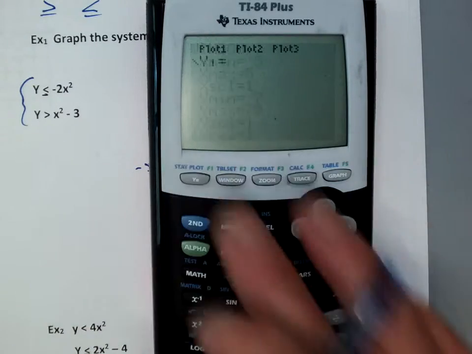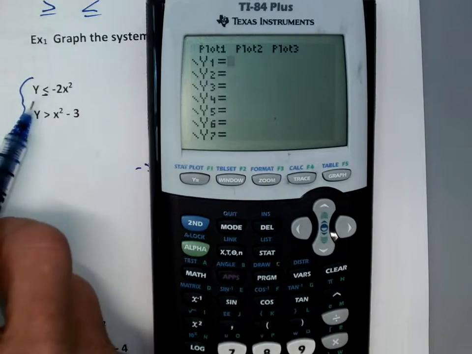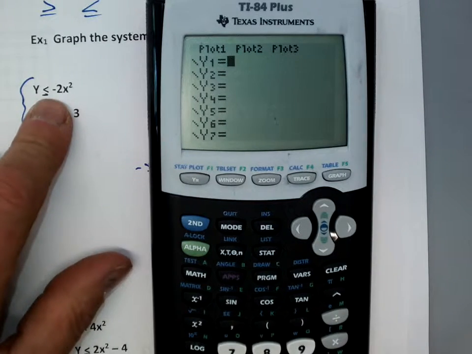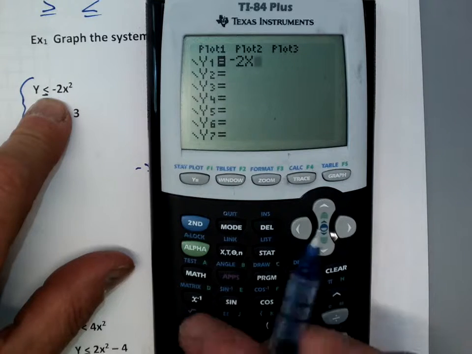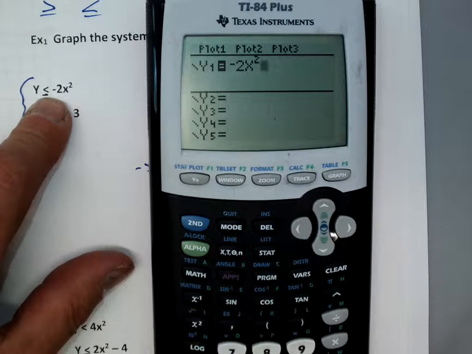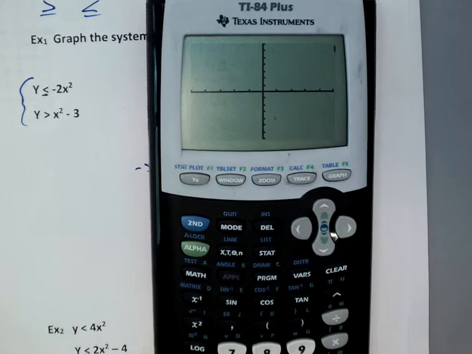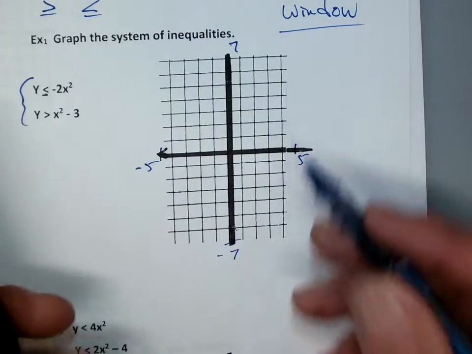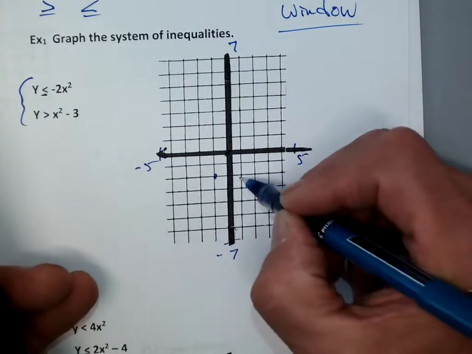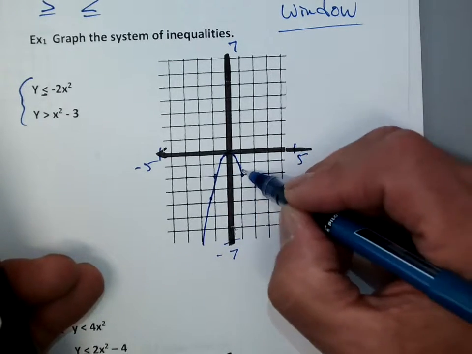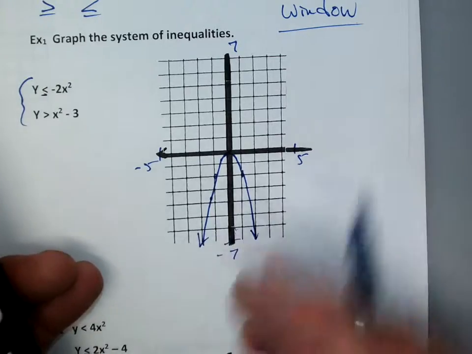Then I'm going to go to y equals, and I have two equations. I've got a y1 and a y2. So I'm going to go ahead and go y equals a -2x squared, and I'm going to graph that. So I push graph. Okay, it looks like that. Now we don't have to be perfect on these. We just have to get the general shape. I know it's going to look something like this. Again, it doesn't have to be perfect. Okay. There it is.